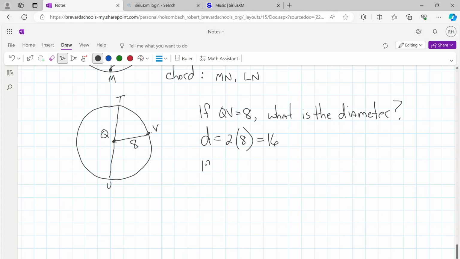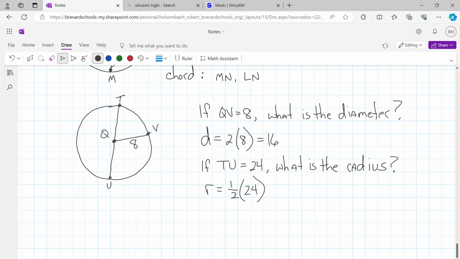How about if TU equals 24? What is the radius? If T to U is 24, well, T to U would represent the diameter, wouldn't it? All right, so we said earlier that the radius is equal to 1/2 times the diameter. And now if the diameter is 24, then 1/2 of 24 is 12.